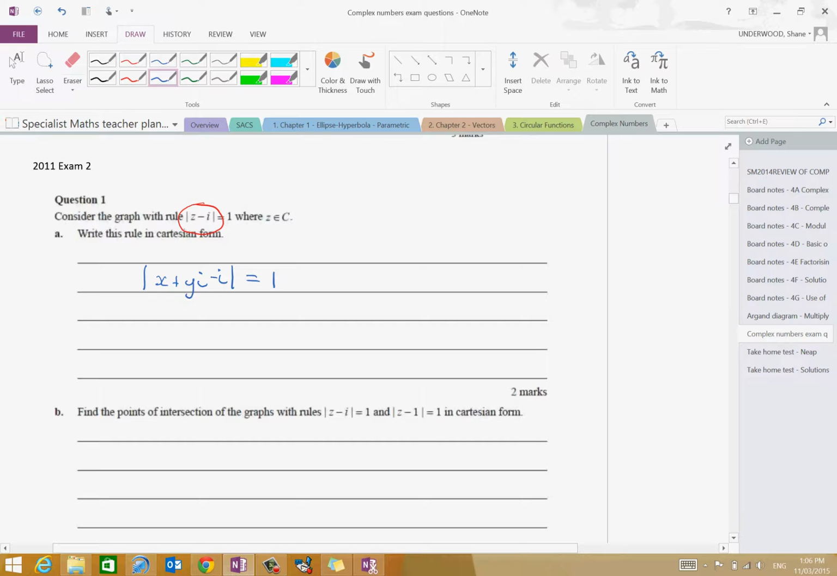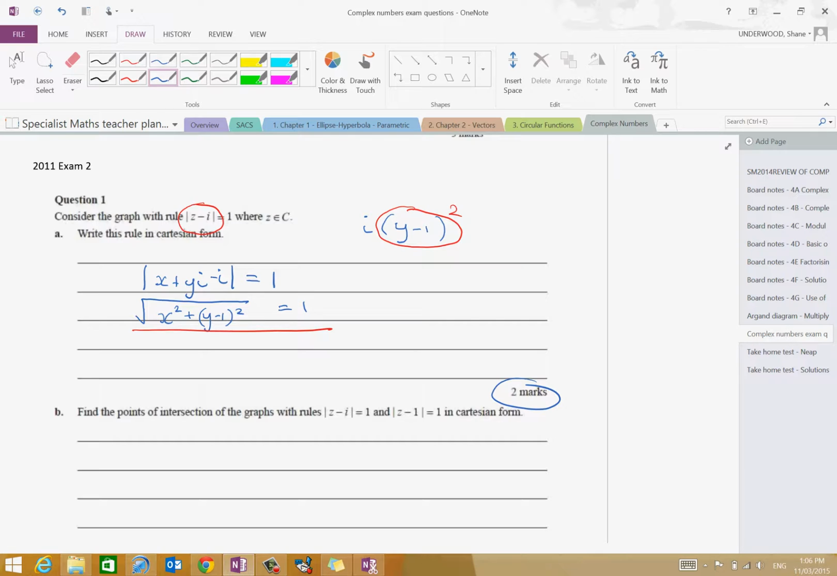Now we're going to do a little bit of grouping, but I'm going to skip a step. The modulus is the square root of the real part squared, which is just x squared plus (y minus 1) all squared, because we have i(y minus 1), and we're looking at the imaginary part squared. You don't have to do that, okay? That is equal to 1. So it's saying write it in Cartesian form, which is worth 2 marks. We need to see some method mark.